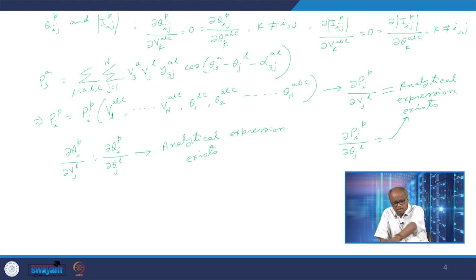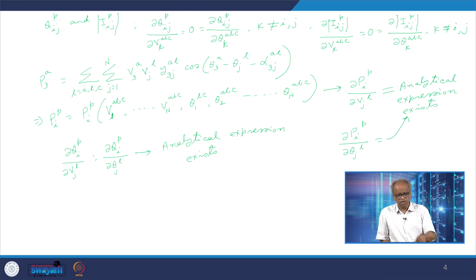Please note, for the other cases, when we are talking about line measurements, either the real power flow over the line, the reactive power flow over the line, or the current magnitude over the line, these are only functions of the voltage and angles of the two terminal buses. So these line measurements are not a function of any other voltage magnitude or any other voltage angle. Therefore, the partial derivative of these line measurements with respect to any non-terminal bus voltage magnitude or angle does not exist, because they are not a function.